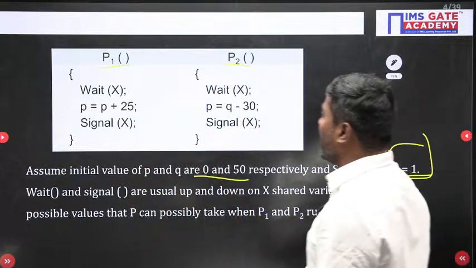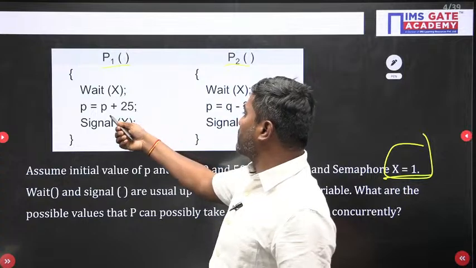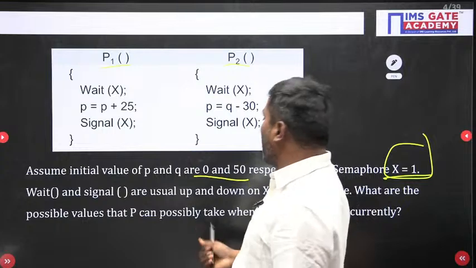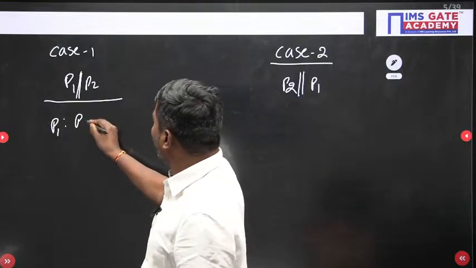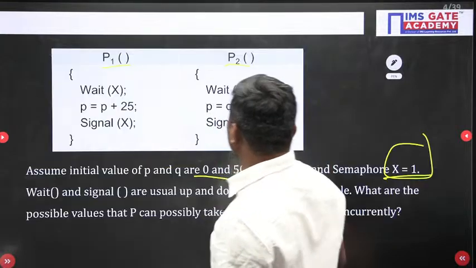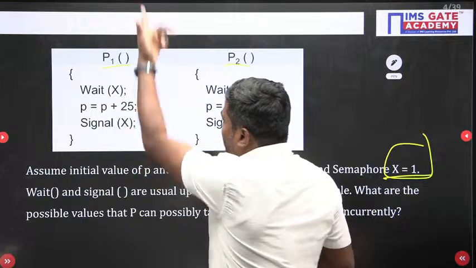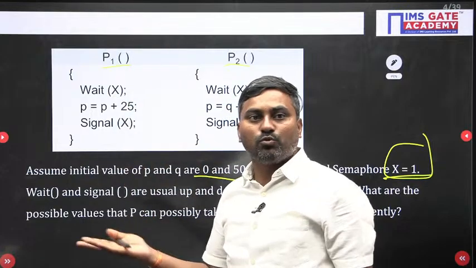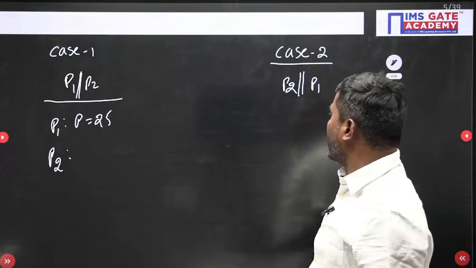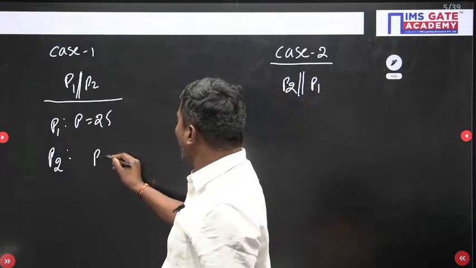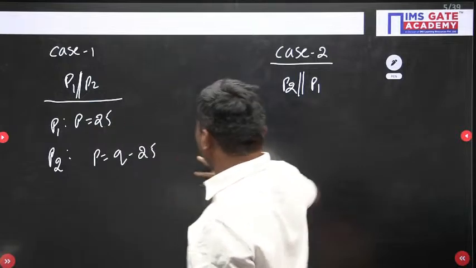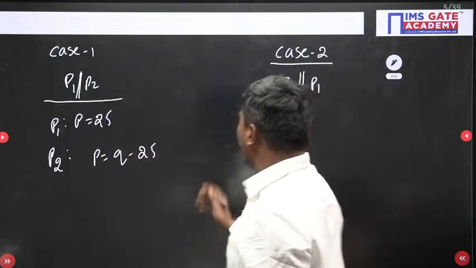Now case number 1: P1, x value 1, down makes it 0, successful, P equals P plus 25. The P value is 0, 0 plus 25, so P will be 25 only. So P will be printed as 25. Followed by P2, I am running process P2. Now I am giving signal on x, so x becomes 1. Now down on x is a success, now P equals Q minus 30.